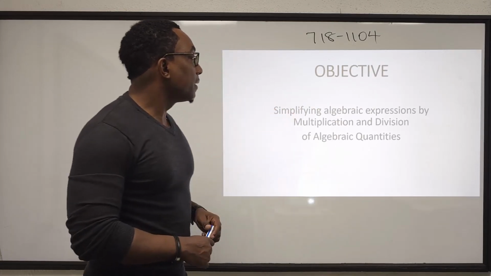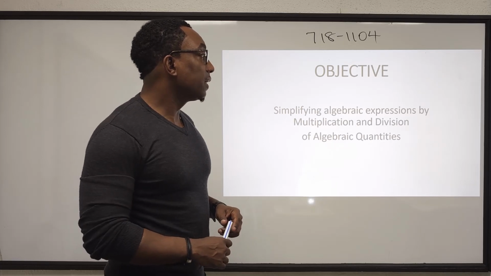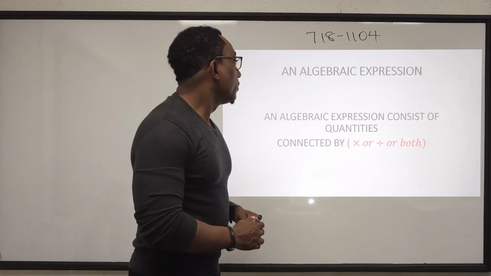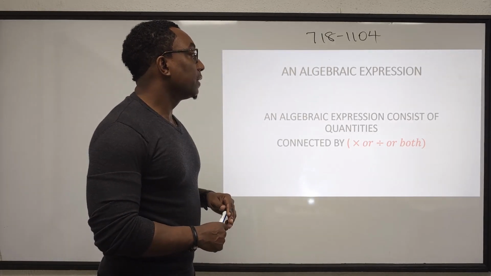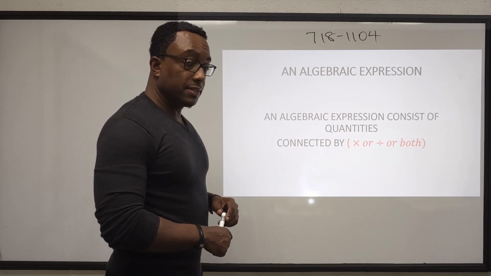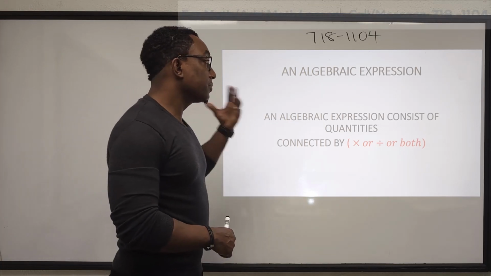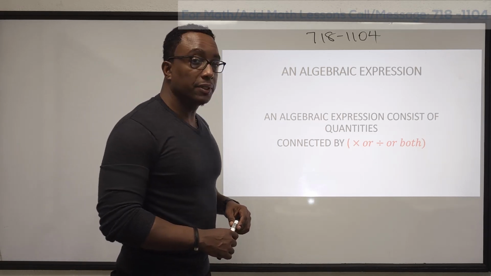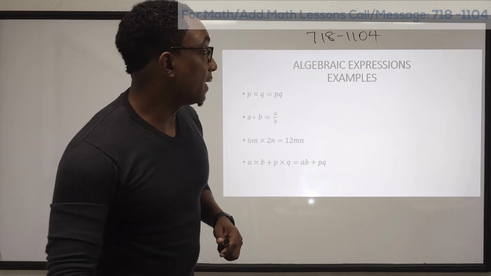So our objective is to look at simplifying algebraic expressions by multiplication and division of algebraic quantities. Now, we know an algebraic expression consists of quantities. When we deal with multiplication and division, we're going to say it consists of quantities connected by a multiplication or division sign, or both a multiplication and division sign.